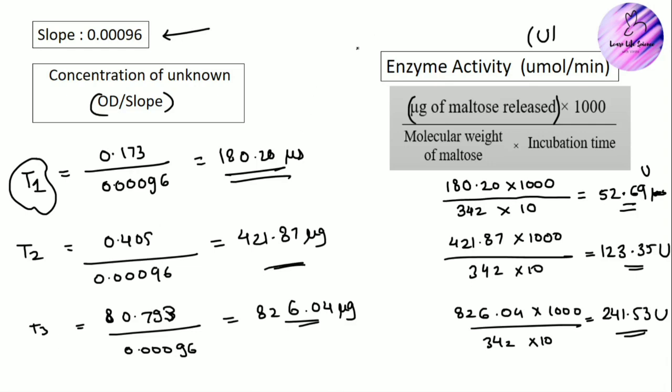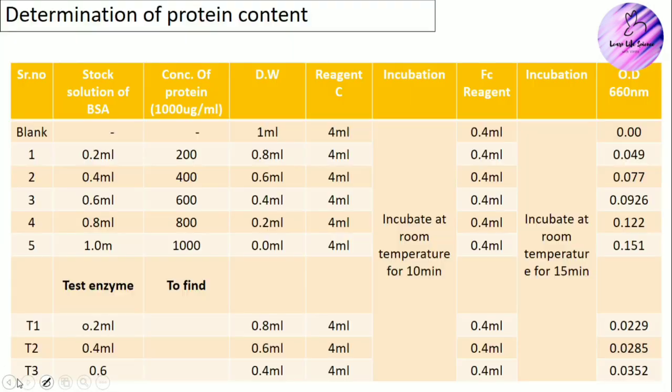Now you have the enzyme activity in your hand. Now we will switch to the other protocol for determining the milligram of protein. For calculating the milligram of protein, we are going to follow the Lowry method. The first thing is you will have to prepare a standard graph.